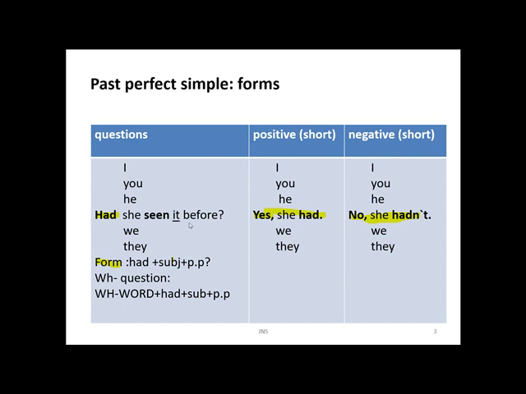What if I want to form a WH word question instead of an interrogative question? All you need to do is you add the WH word at the beginning, and then you can apply the rest of the rule. So, what if I want to change she instead of we? I can say, had we seen it before? Yes, we had, or no, we hadn't.